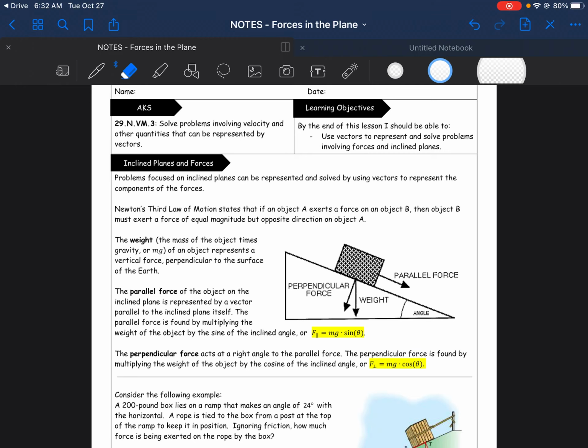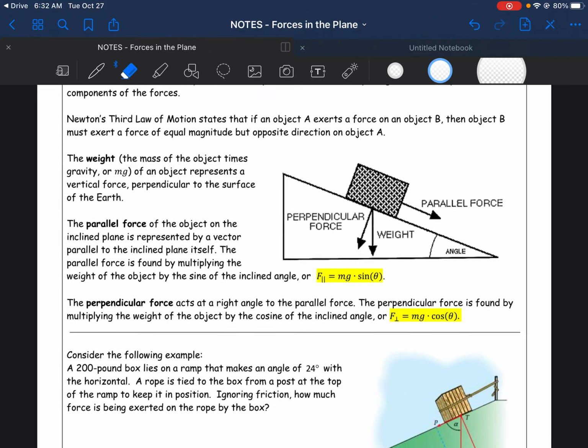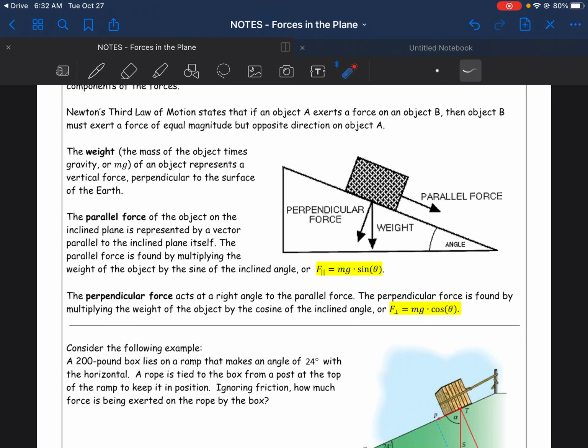components of the forces. Let's take a quick look at Newton's third law of motion, which states that if an object A exerts a force on object B, then object B must exert a force of equal magnitude but opposite direction on object A. So here we have a force diagram. We have some object that has a weight. Here we're going to define weight as the mass of the object times the gravity, or mg.